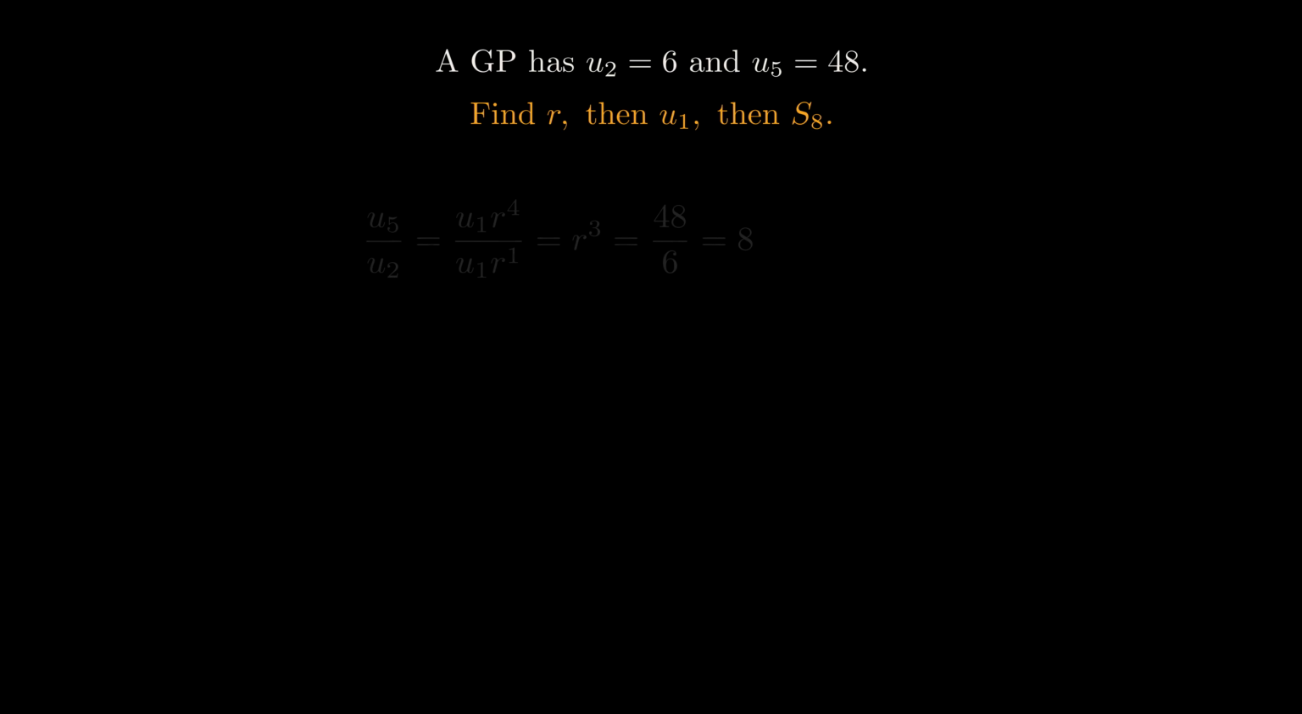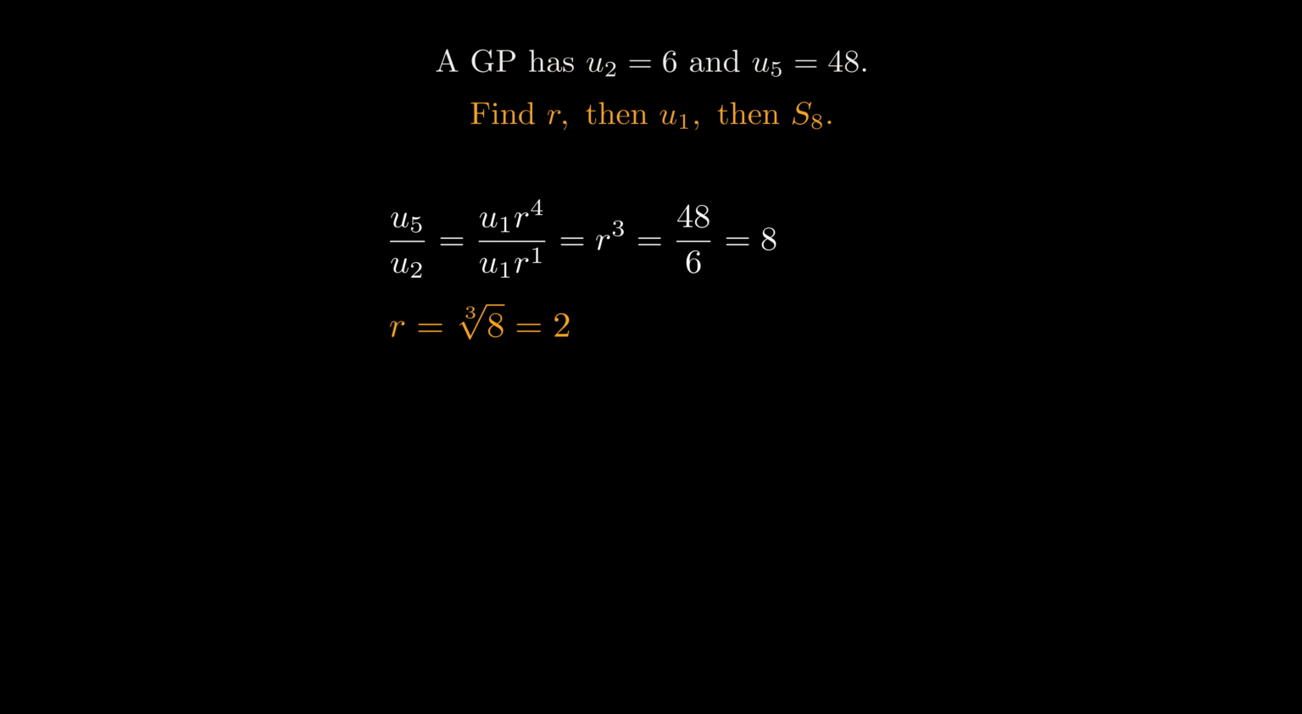A step up. A geometric sequence has second term 6 and fifth term 48. Find r. Then the first term, then the sum of the first 8 terms. The clever move, divide the two terms, u5 over u2. The u1s cancel, and r to the 4 over r to the 1 leaves r cubed. That equals 48 over 6, which is 8. So r cubed is 8, and the cube root of 8 is 2. Dividing terms to kill u1 is the signature geometric trick.